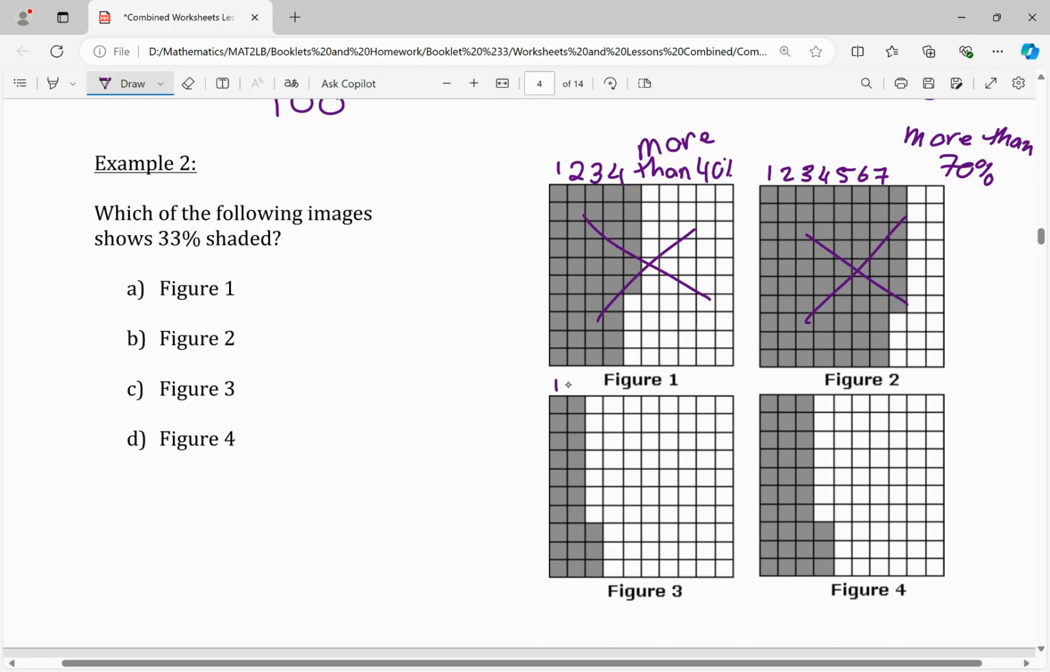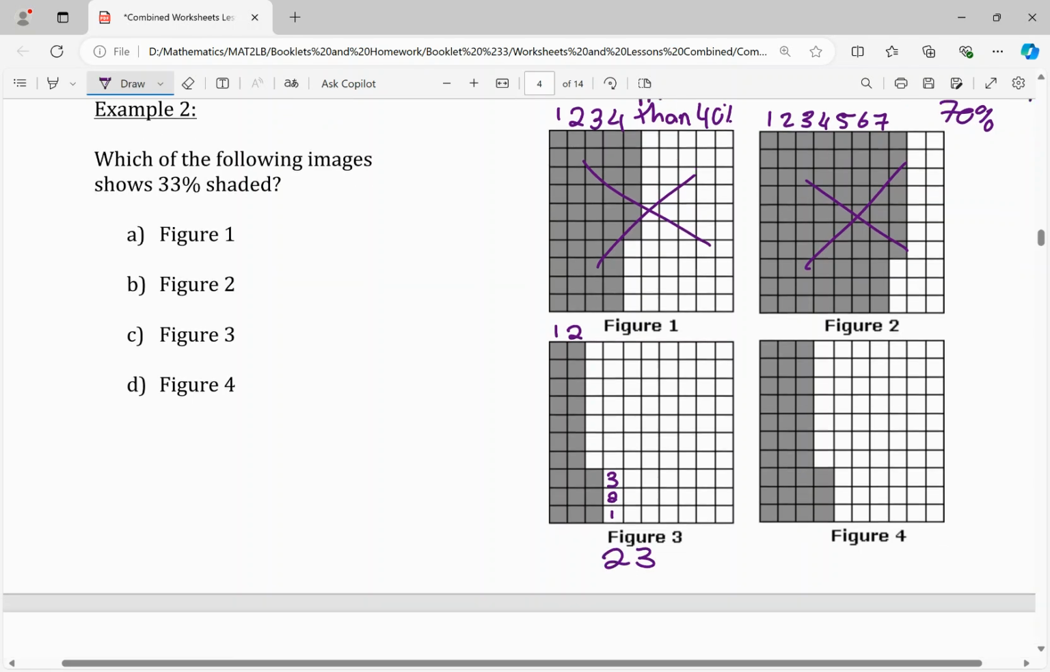The third figure has 2 columns, so 20 parts, and then 21, 22, 23. So this is 23%, not what I'm looking for. So likely it's the 4th picture, in case we've messed up really bad, but let's double check. We have 1, 2, 3 columns, so that's 30 parts, and then 31, 32, 33 of these blocks are shaded in. So the answer is figure 4.